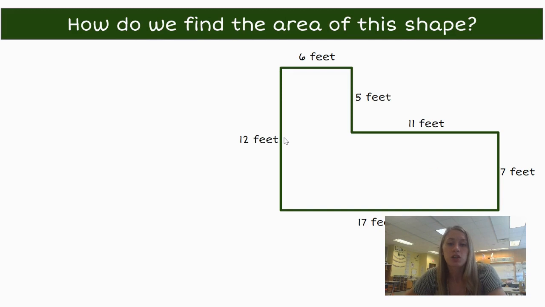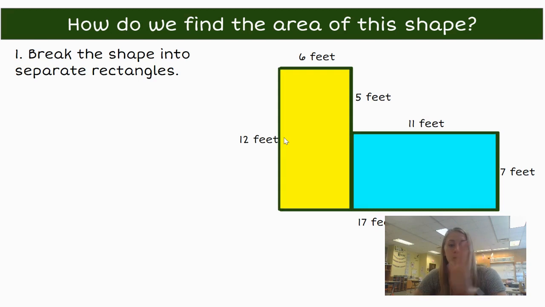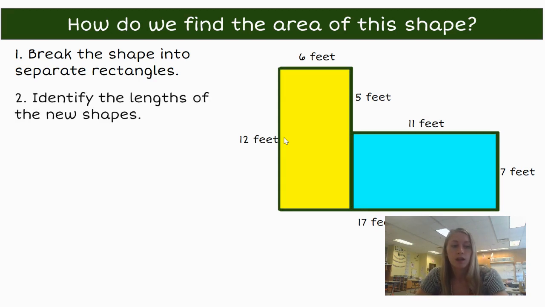So now how do we find the area of this shape? Okay, so first we have to mentally picture how we are going to break this shape apart. So the first step is to break the shape into 2 separate rectangles. Now there's no right way to do this. You could break it up in different ways. In this case, we're going to break it up into a tall one and then a side one, a yellow and a blue. Then step 2 is you want to identify the lengths of the new shapes. So we need to find the equation pieces to be able to find the area.